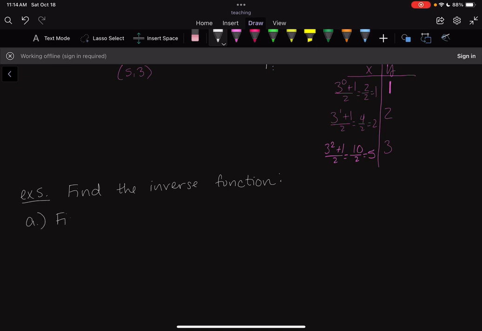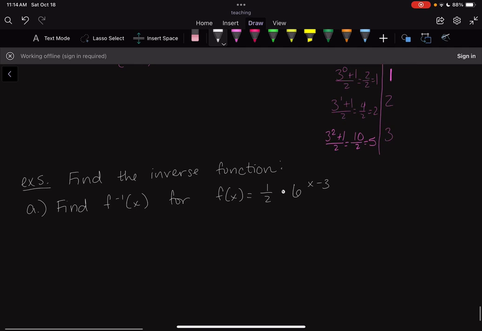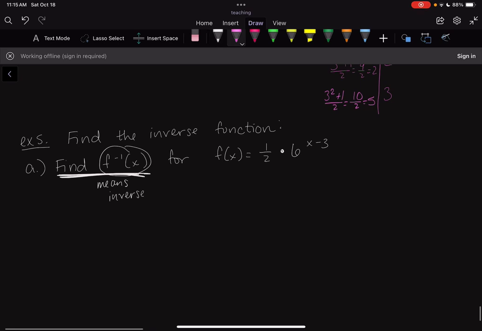The way that it'll say is, find f inverse of x for f of x equals 1/2 times 6 to the x minus 3. So sometimes instead of saying find the inverse function, they'll just say find this, and that means the inverse. Because that's that notation stuff.